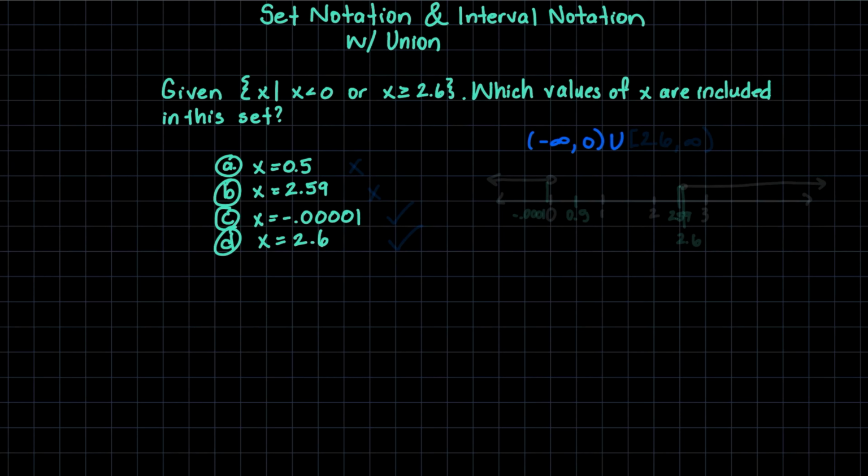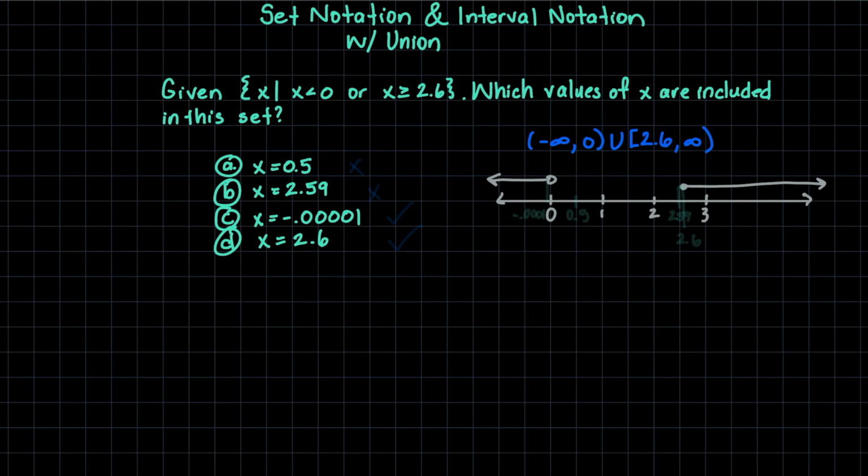So now we've got all the negative numbers, union, everything bigger than 2.6, including 2.6. 0, 1, 2, 3. And start seeing less than 0 or negative infinity to 0 as all the negative numbers. And then 2.6 and bigger. Okay, I'm gonna show you where these numbers fall.